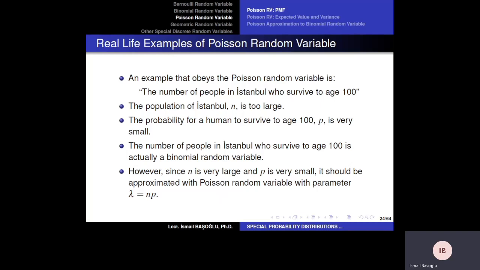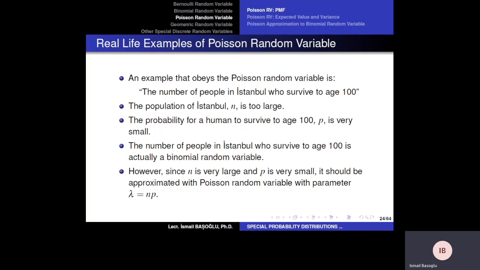So the number of Bernoulli experiments here is the number of people who live in Istanbul. It is a very large number. The size parameter of this binomial random variable is very large. However, the success probability is very small. So in that case, when n is too large and p is so small, we can take the limit of the probability mass function and say that the number of people in Istanbul who can survive to age 100 should be modeled by a Poisson random variable instead of a binomial random variable. Actually, it can be modeled by a binomial random variable. However, the calculation of the probabilities is going to be quite complicated.